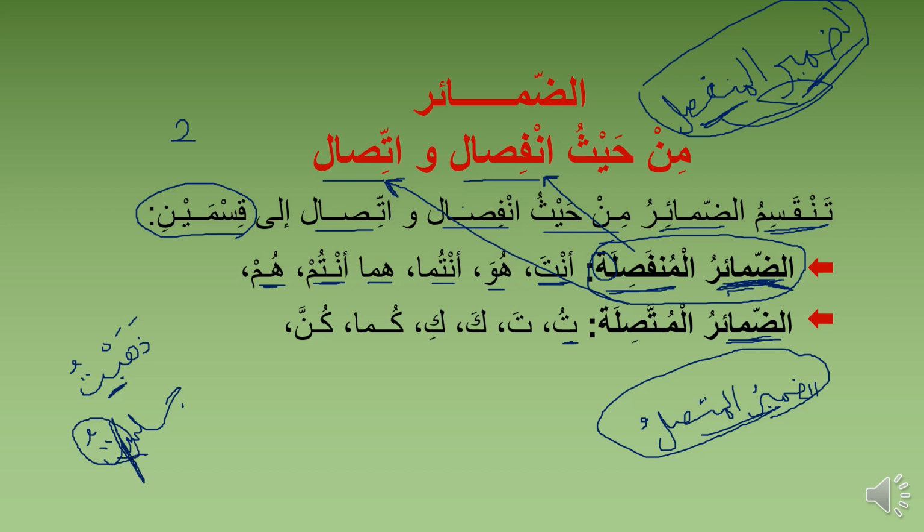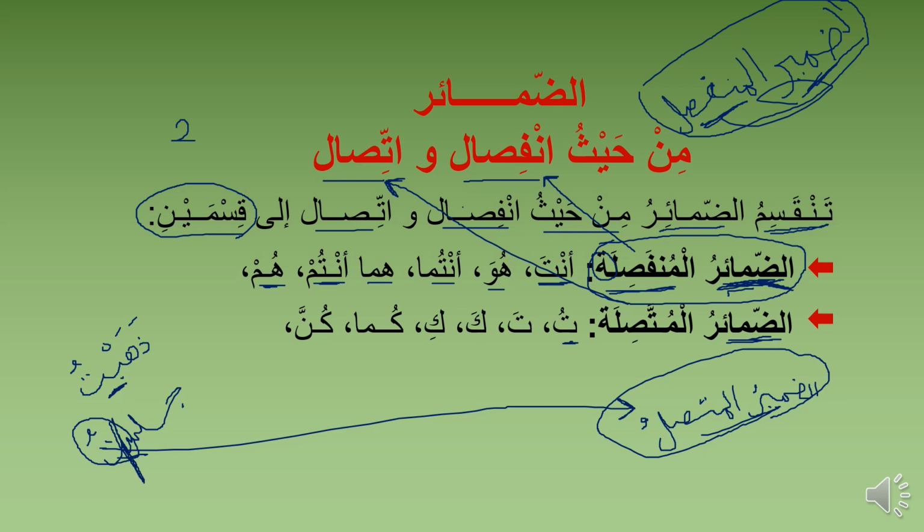So you say ad-domir al-muttasil. If I say, what is anta? And you tell me anta is ad-domir al-munfasila, you are wrong. Because anta is single. It's a single word. It's not a plural, they are not many. You just say anta is what? Ad-domir al-munfasil.